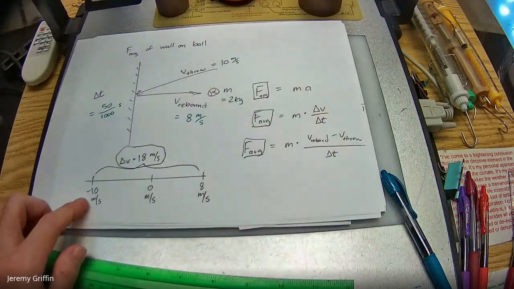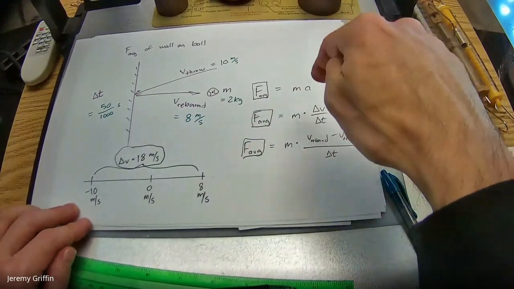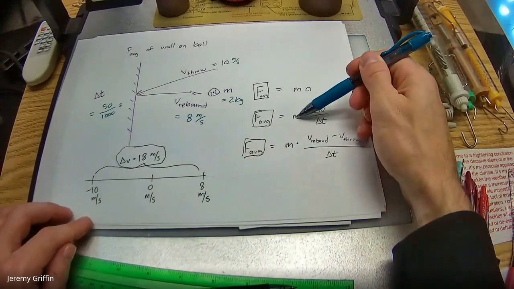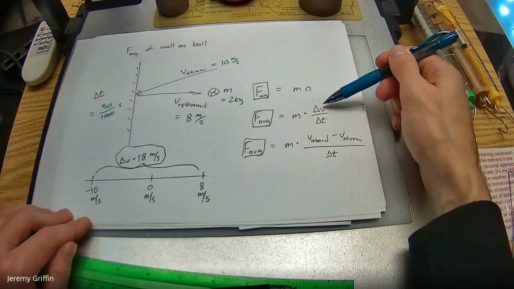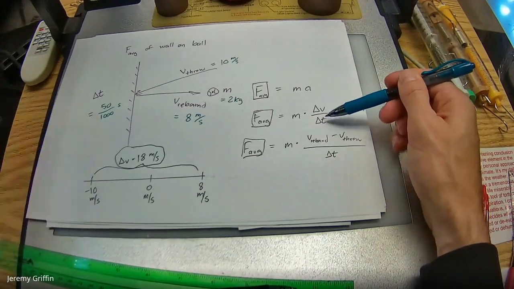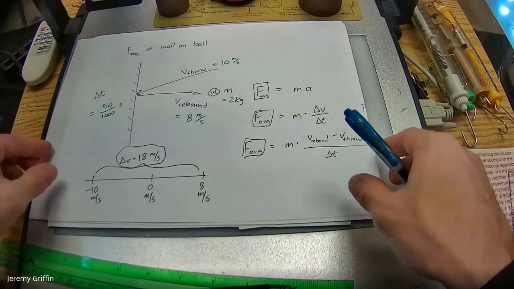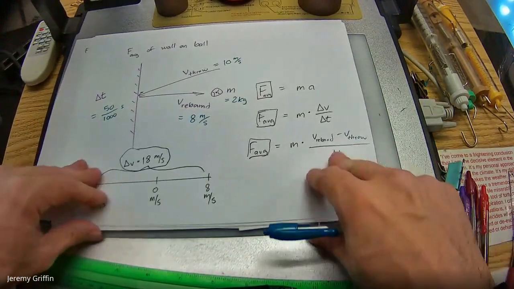Okay, so then once you got that, now you can definitely keep the number 7. So we got 2 kilograms times a change in velocity of 18 meters per second, all divided by 50 milliseconds, so 50 over 1,000. Right? That would give you some force in newtons. Right? Guys get that? Let's get to what we're actually doing today.